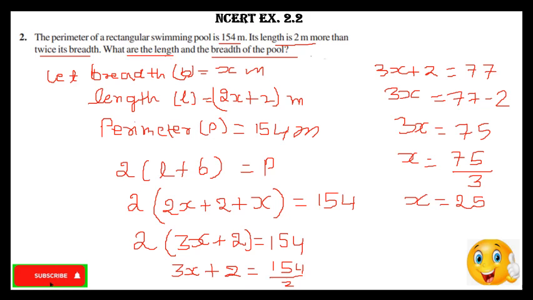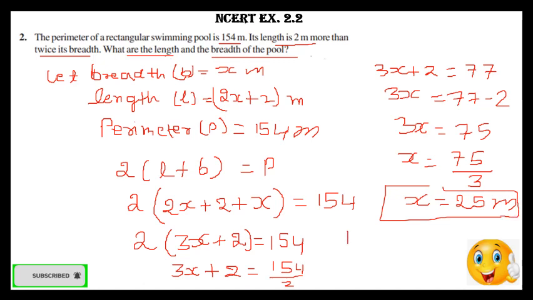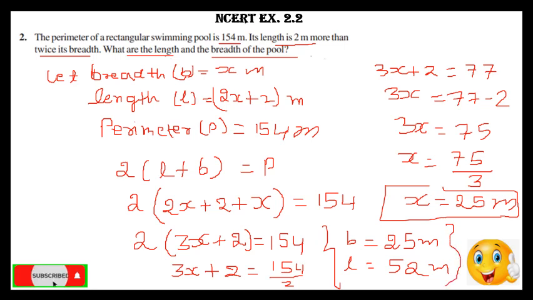So the breadth of the rectangular swimming pool is 25 meter. So you can write here B is equal to 25 meter, and L is 2 times B, 25, 2 times is 50, and then plus 2, it's 52 meter. This is what we understand, and we write the length and breadth of the swimming pool. I hope this question is quite clear to you all guys, and you are noting the question.